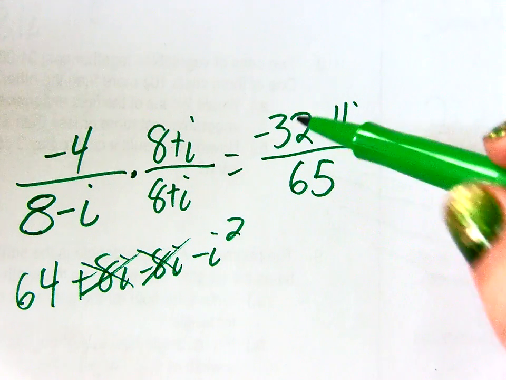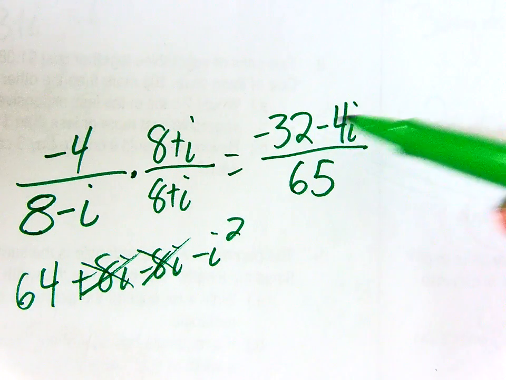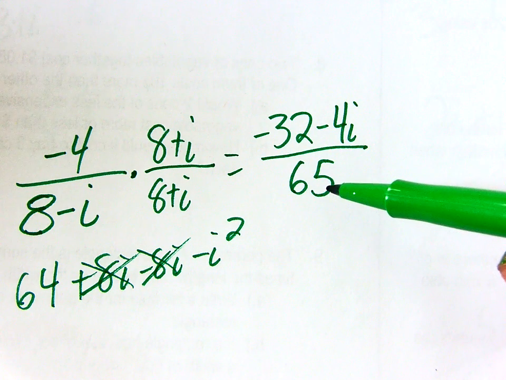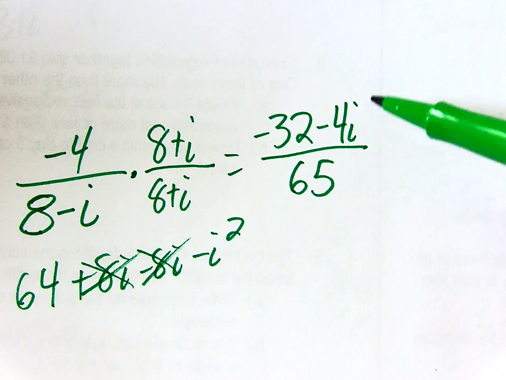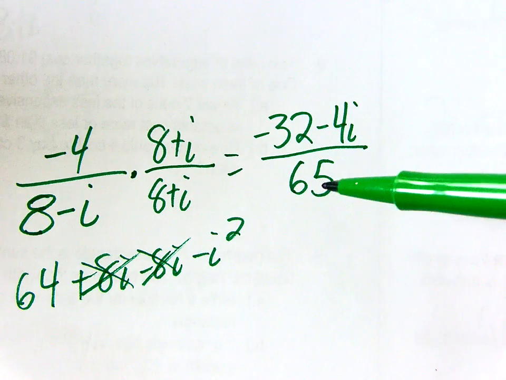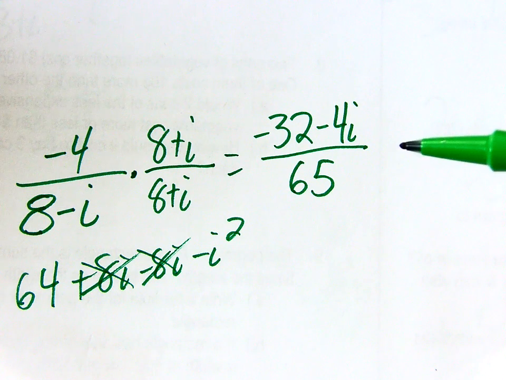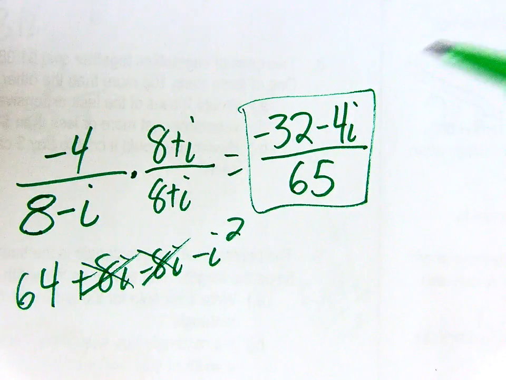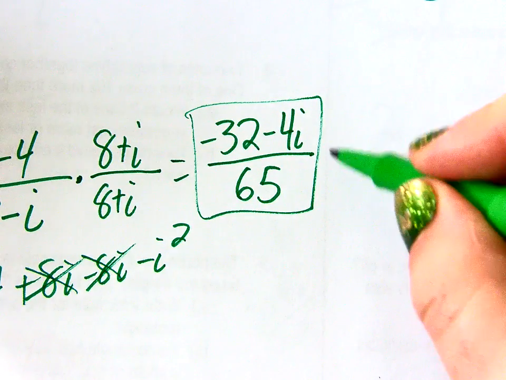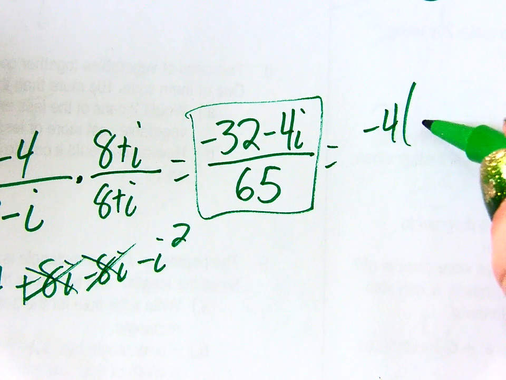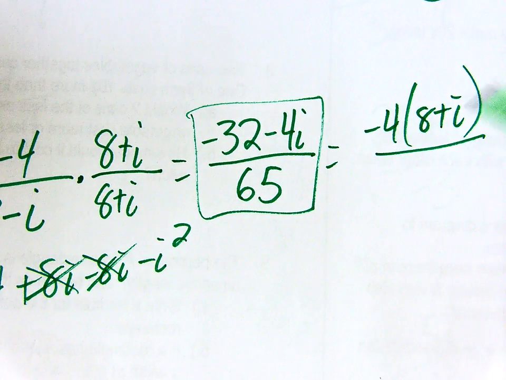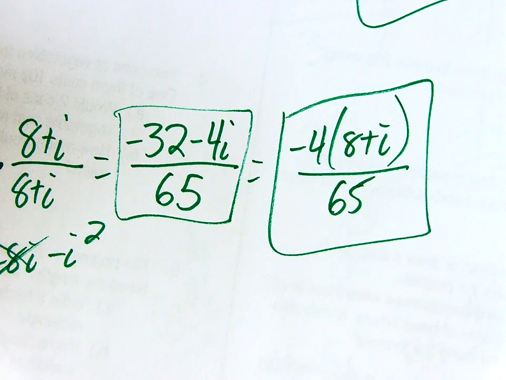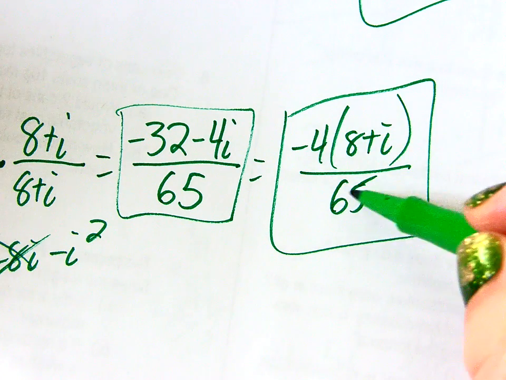Do I have any common factors? From the top I could factor out a 4, but I can't reduce it with anything in the 65, so I don't really need to bother, right? There's no common factor between the top and the bottom. Do you agree? Yeah, so you're done. You can leave it like this. If you factored out the 4, doesn't matter. So you could have left it as negative 4 and then 8 plus i in there over 65. Either way, it's the same thing. But since I can't reduce 4 with 65, I didn't have to do this.